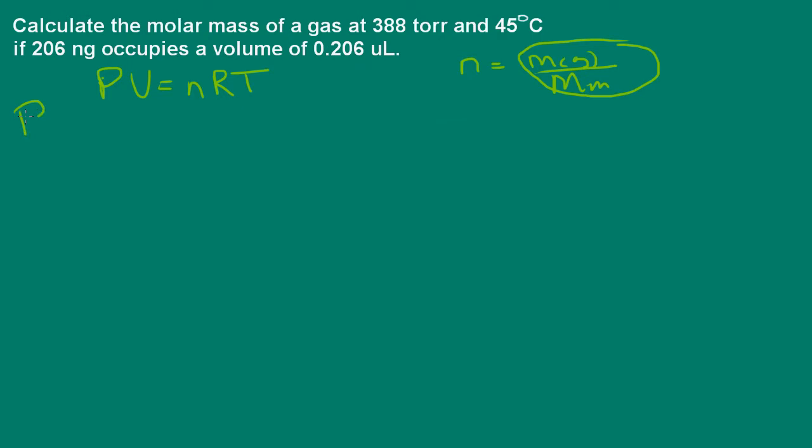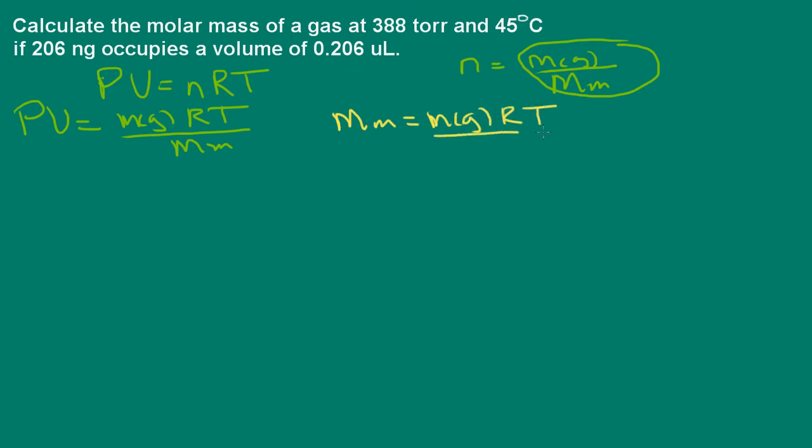So let me go ahead and rewrite the equation. That's going to be the mass in grams times R times T divided by the molar mass. So now let's rearrange the equation and solve for molar mass. What we have is the molar mass is equal to the mass of the gas in grams times R times T divided by the pressure and volume. So this is the equation that we're going to use.